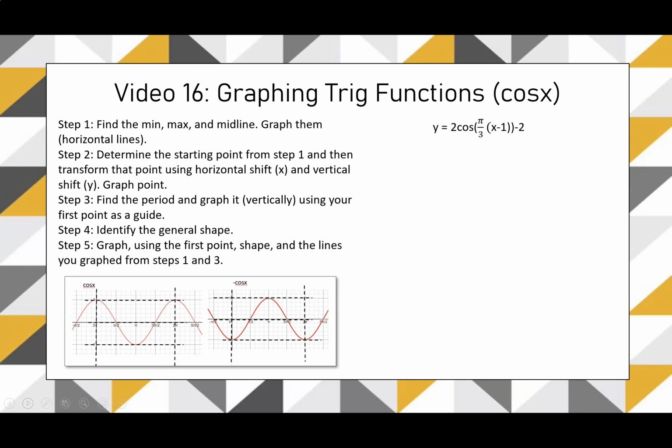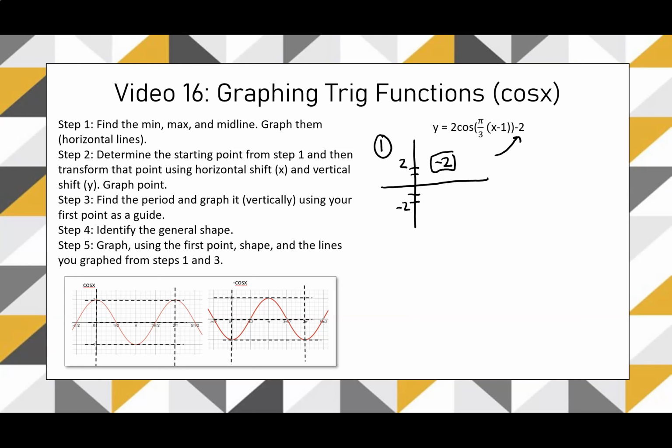All right, next one. Notice here that we have a positive, so that will be a little different than the last one. But we're going to tackle this first step. The first step says find the min, the max, and the midline. So what I'm going to do is graph my negative 2 to 2, and then realize that I actually have to go down 2. So I have to minus 2 for everything here.